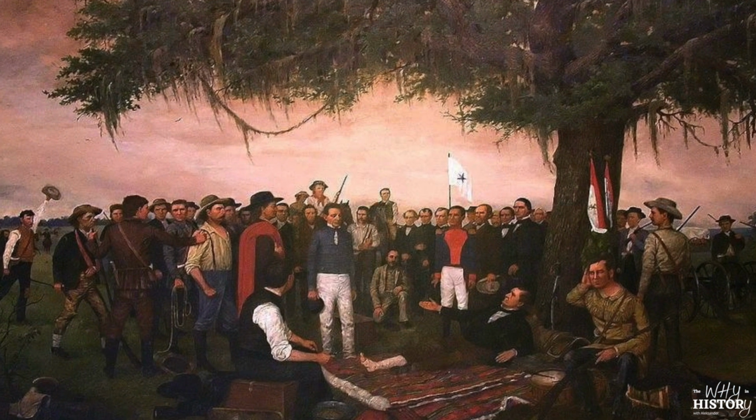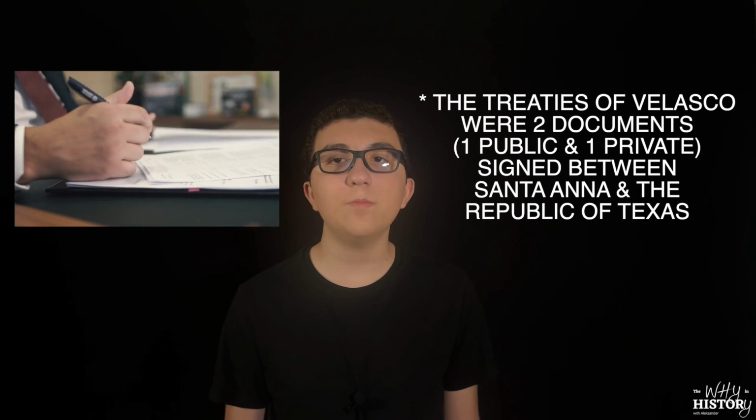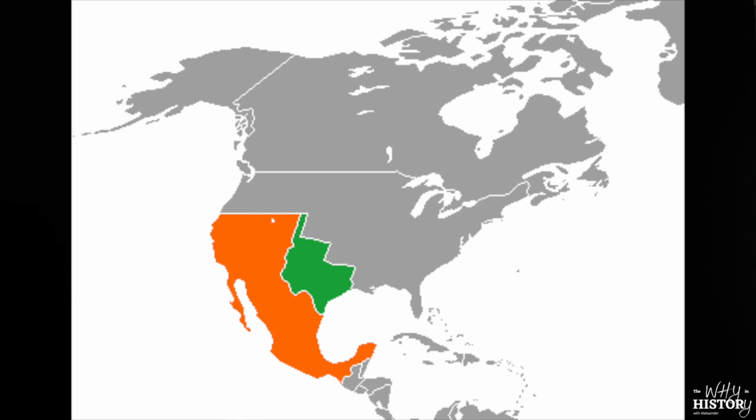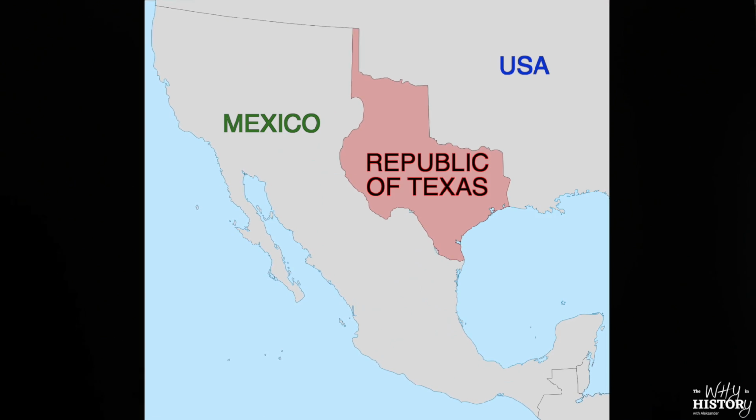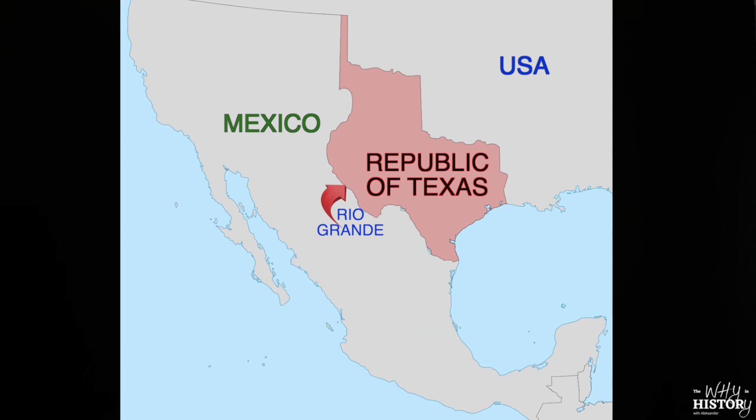To end the conflict, the public and private treaties of Velasco were signed. The public treaty stopped the fighting, but the private one was a bit more complicated. It stated that Santa Anna would be released from custody, and in exchange, he would, as one of the most powerful men in Mexico, convince everyone to recognize Texas's independence. It also set Texas's border with Mexico to the Rio Grande.